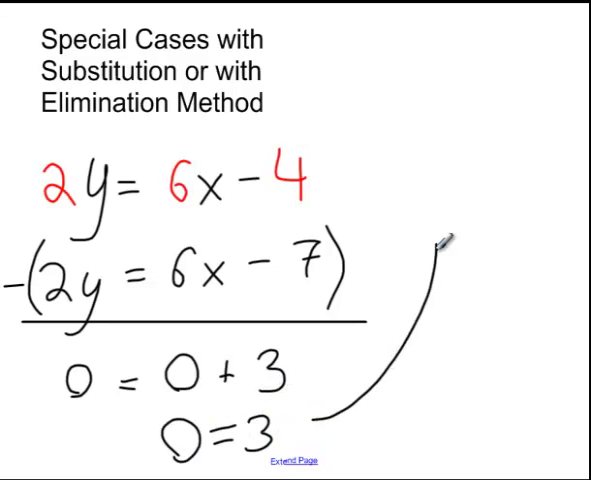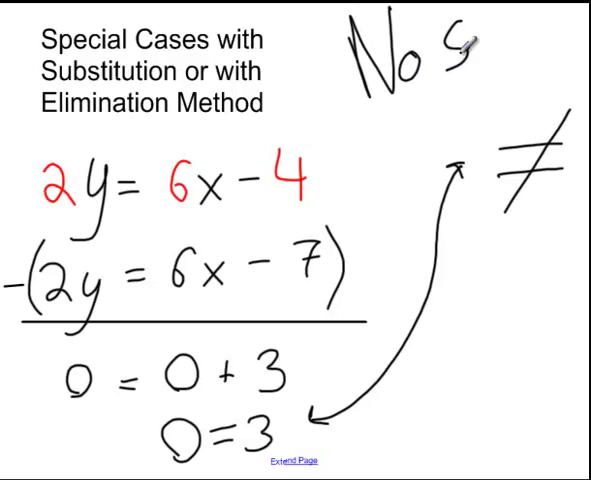So whenever you get this, if you get 0 is equal to something, or two numbers that definitely are not equal, let's just say that you get something that is not true, two things that are not equal, well, then the answer is no solution.